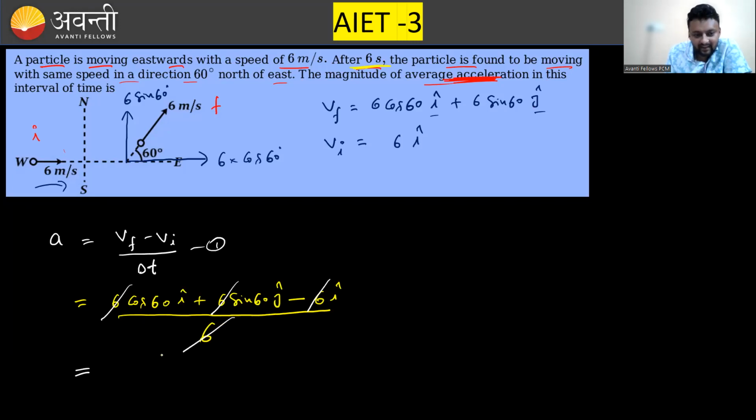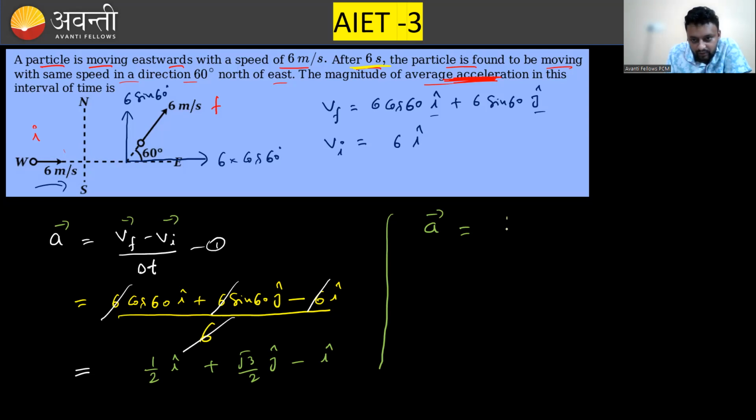So if I write it again, 6 can be cancelled. Cos 60 is 1 by 2 i cap, plus sin 60 is root 3 by 2 j cap, minus i cap. Only 6 is cancelled, not i cap. So what is the acceleration? You can see that i cap and i cap combine, so it is going to be root 3 by 2 j cap minus 1 by 2 i cap.